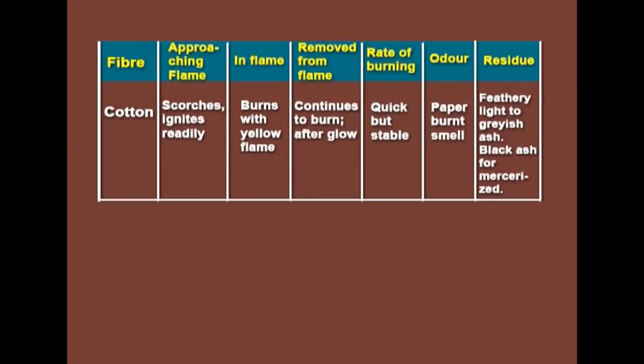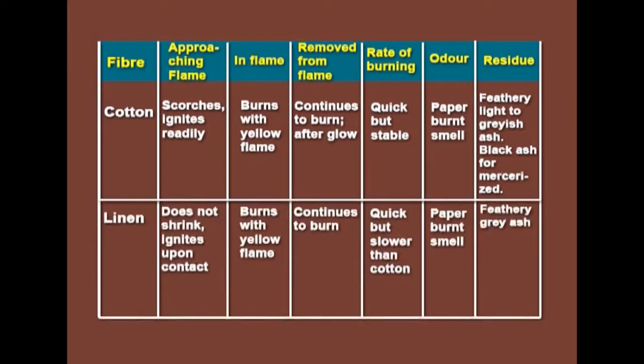When you take cotton fiber, cotton fiber is a cellulosic fiber and it is taken from the plants, and so you find that when it is taken near the flame, it ignites readily and also sometimes it scorches, and when you put it in the flame, it takes up the flame readily, and then it also continues to burn after removing from the flame, and it gives an afterglow, and then once the fire is put off, you find that the smell of a burning paper you will get, and also the residue is going to be feathery light grey ash, and it may be light to grey in color, and sometimes if it gives you black color ash, then it may be a mercerized fiber.